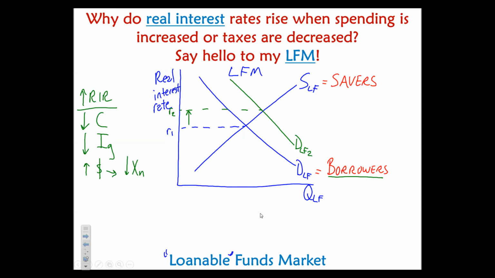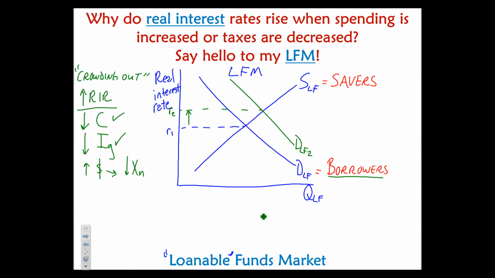Okay? This process, or what we just described here, is called the crowding out effect. When interest rates rise as a result of government spending, we call it crowding out. Okay? It crowds out private consumption. It crowds out private investment. Okay? All right.